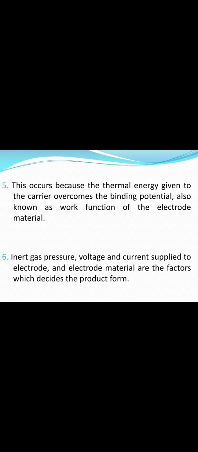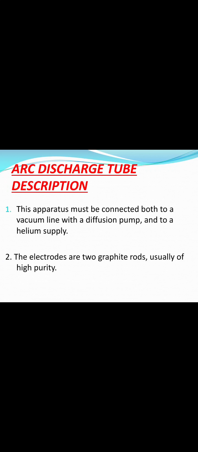Inert gas pressure, voltage, and current supplied to the electrodes, and the electrode materials are the factors which decide the product form. And now the arc discharge apparatus description. So, what equipment is there in the arc discharge setup? Schematic diagram. Okay. This apparatus must be connected both to a vacuum line with a diffusion pump and to a helium supply.